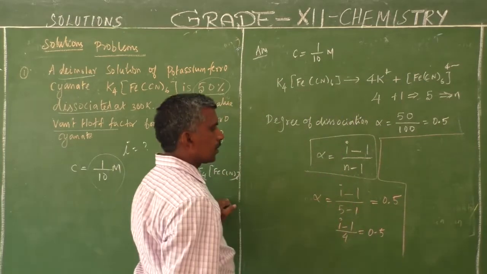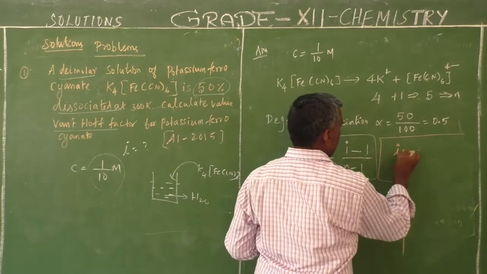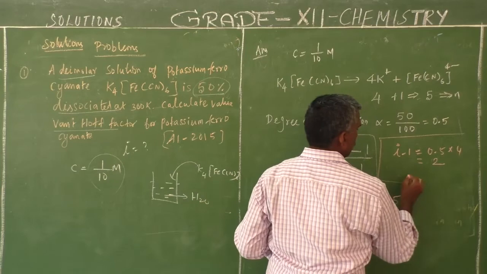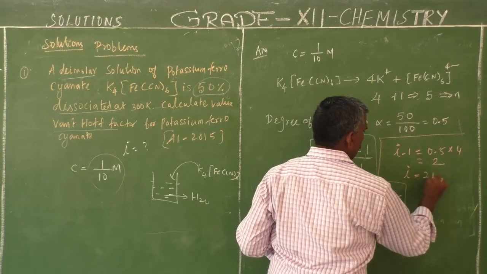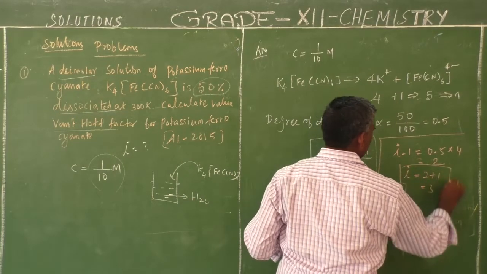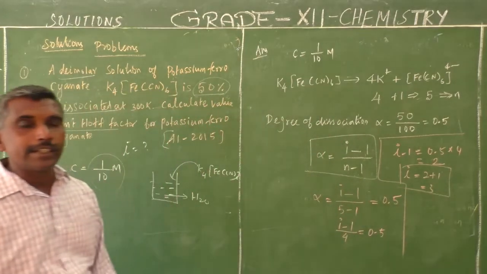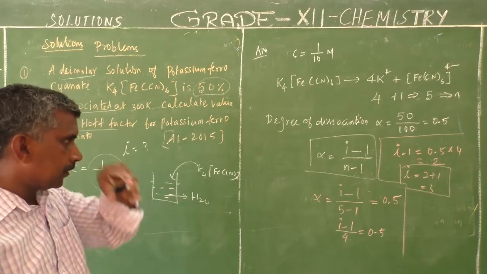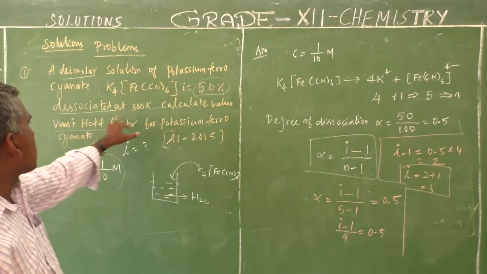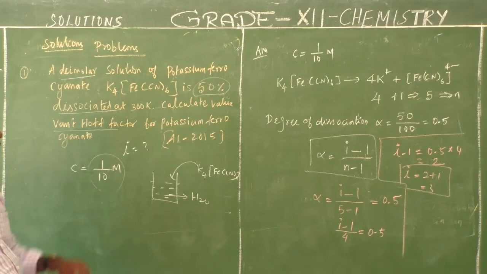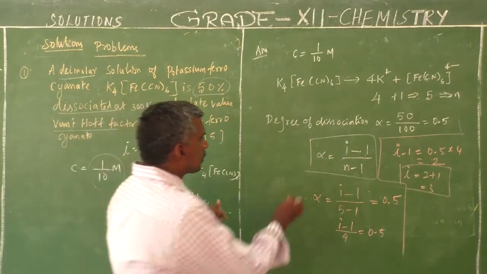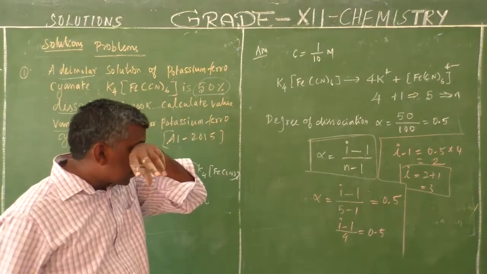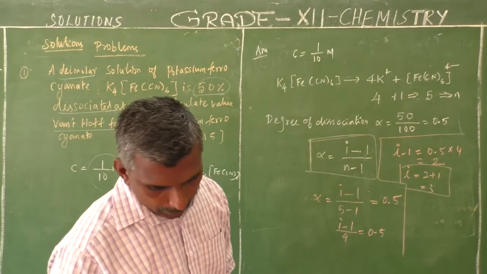So i minus 1 is equal to 0.5 into 4, that is 2. So i is equal to 2 plus 1, that is 3. The i value is 3. Okay, now it is clear. This is the calculated value of the van't Hoff factor. So this is the relationship between degree of dissociation and the i value.